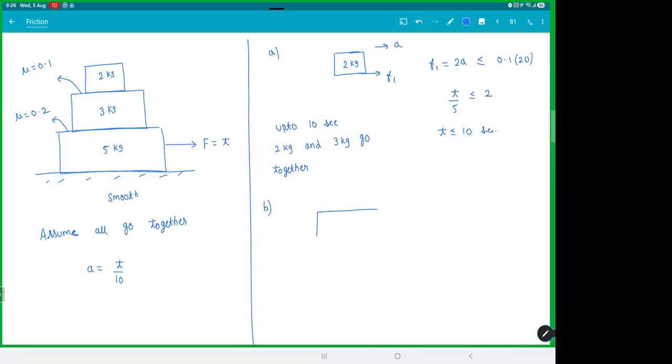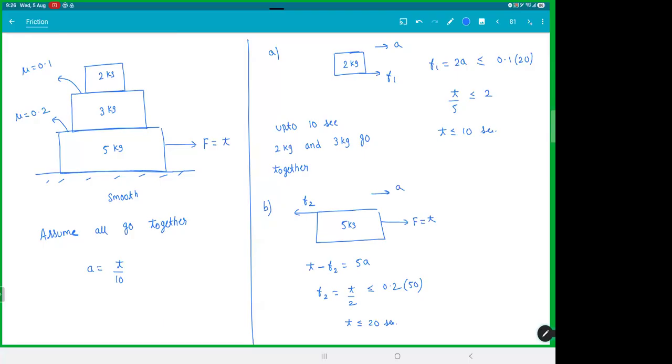So I'll take the 5 kg block. You can actually take anything. F is equal to t, and this friction will be F2, and this is your acceleration. So t minus F2 is equal to 5a. We get F2 is equal to t by 2. This should be less than or equal to 0.2 into the full normal reaction, which is 50. That would be t is less than or equal to 20 seconds. So 20 seconds is saying, I can make sure 3 and 5 are going together for 20 seconds.